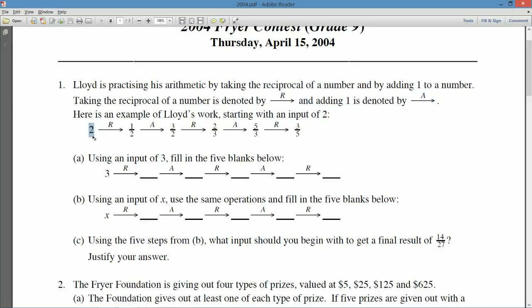So he starts with the number 2, he takes the reciprocal. He gets 1 over 2. And then he adds 1 to it. That's what the arrow with the A over it is. So 1/2 plus 1, 3/2. Then he takes the reciprocal, he gets 2/3. He adds 1 to that, he gets 5/3. Then he takes the reciprocal of that, so 1 over 5 divided by 3 is 3 divided by 5, so 3/5.